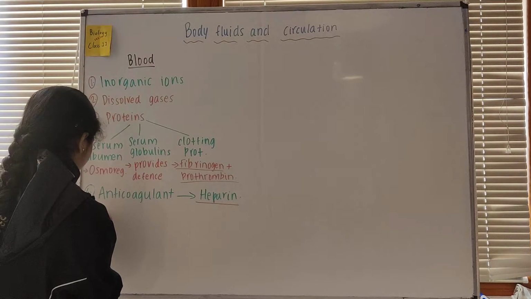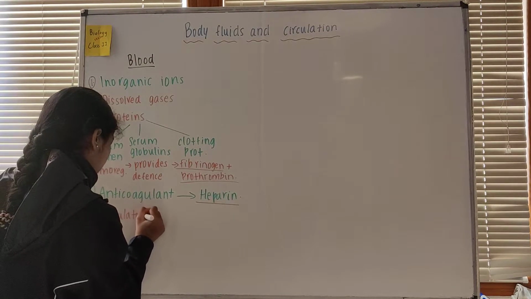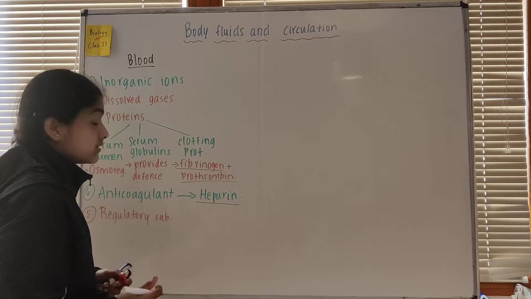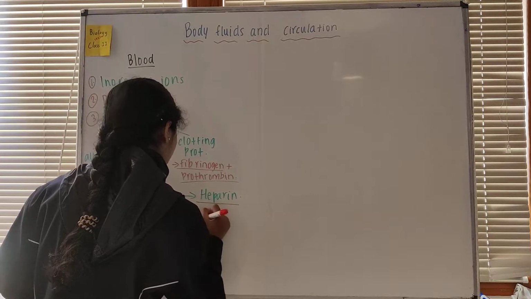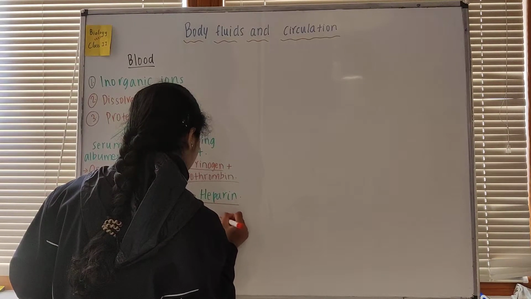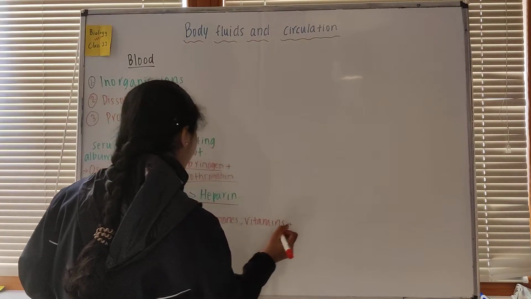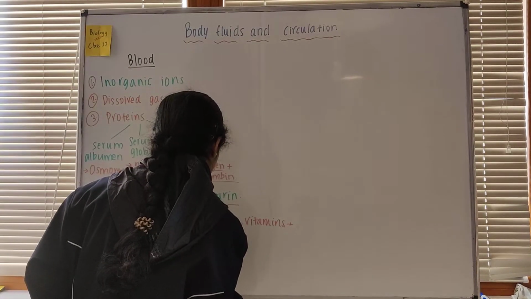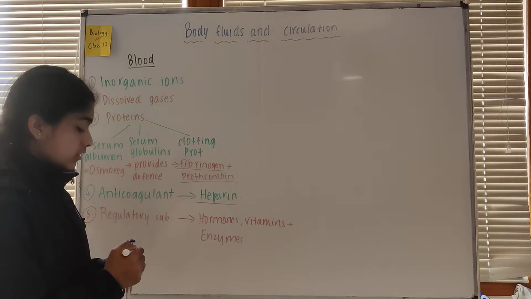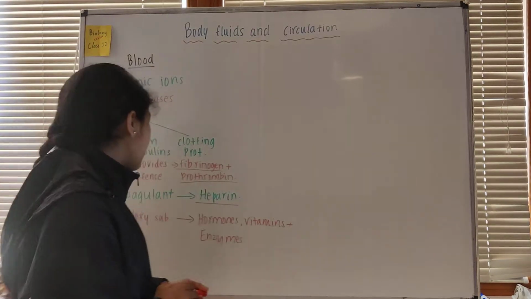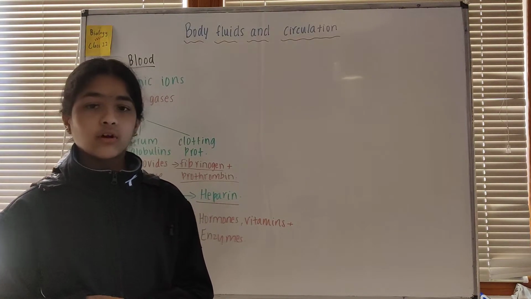We also have some regulatory substances. Some regulatory substances include hormones, vitamins, and we also have enzymes. So there are hormones, vitamins and enzymes. These are the various regulatory substances that are present in the blood. So these are also a part of the blood composition.